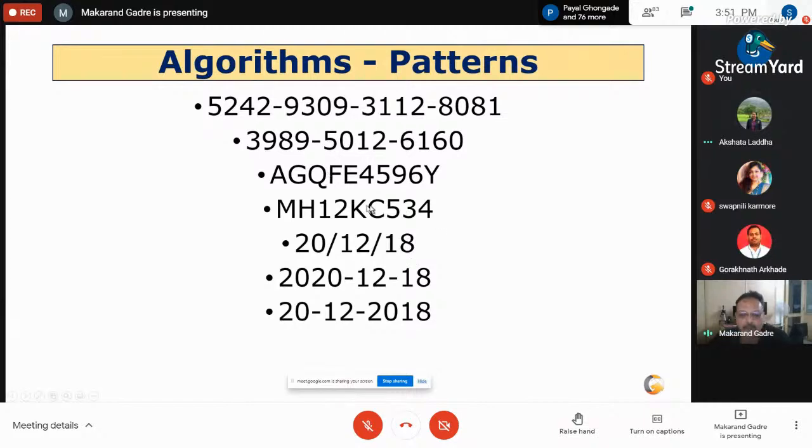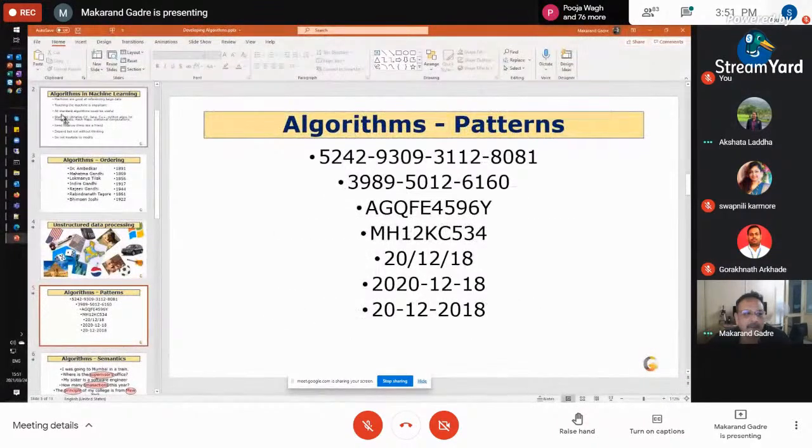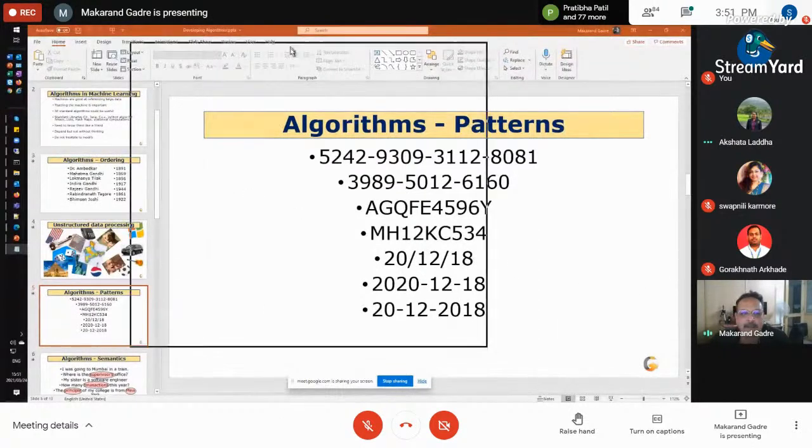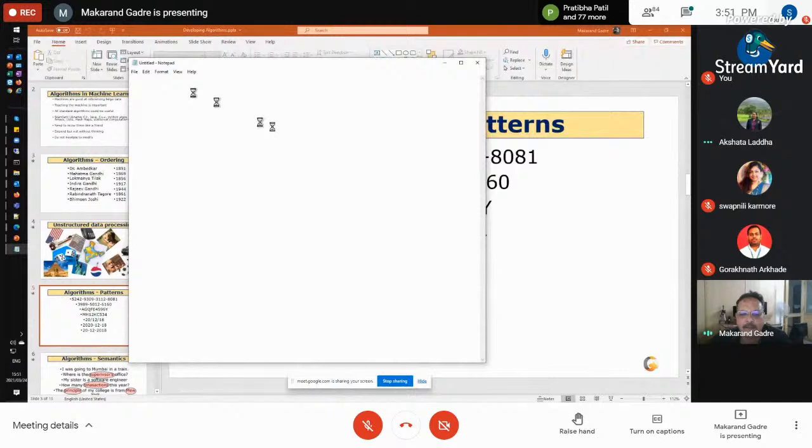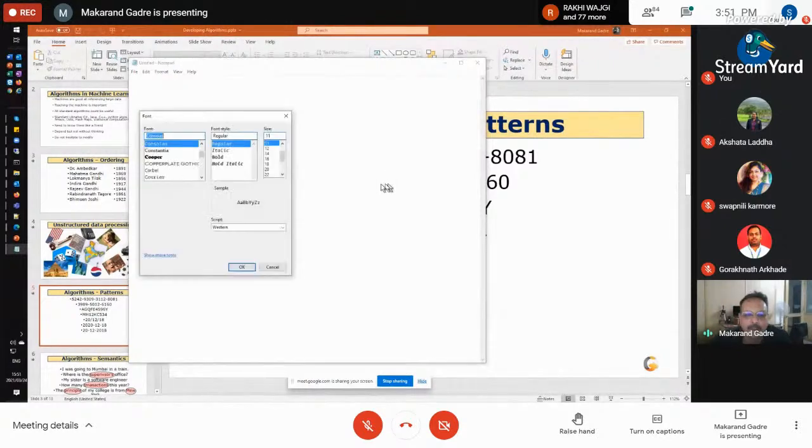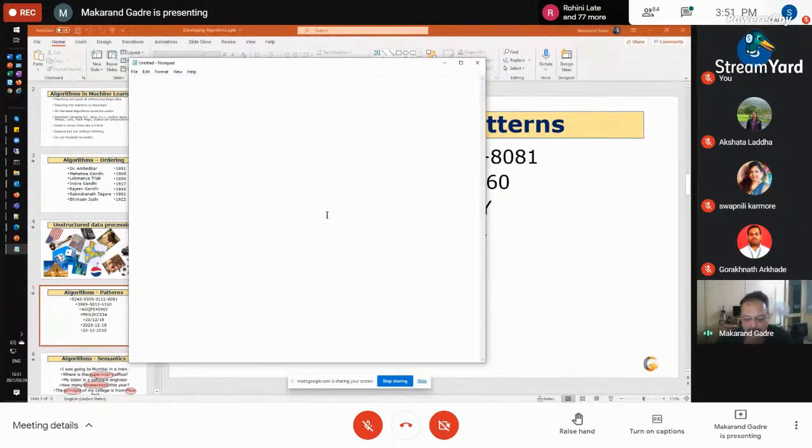So you're sure that this is going to be a month, right? Let me open Notepad and I'll give you a confusing example here. Format, font, let's make a big font so I can see everything on the screen. This is my example. Now this is confusing. Any one of them can be a date, month, or a year.